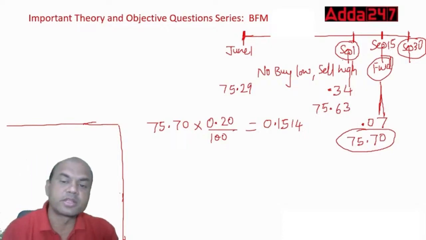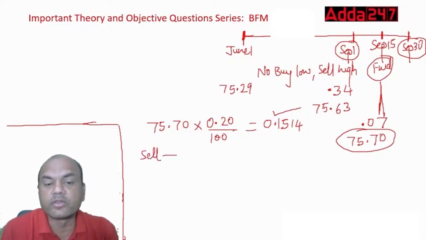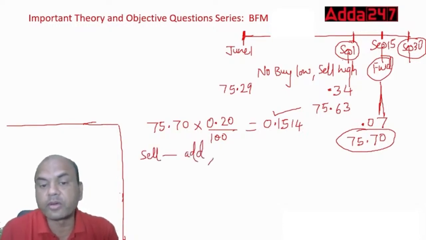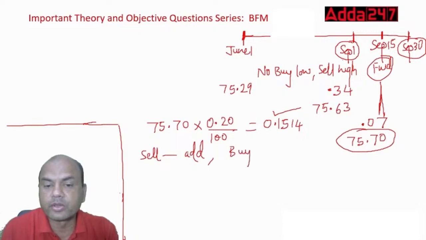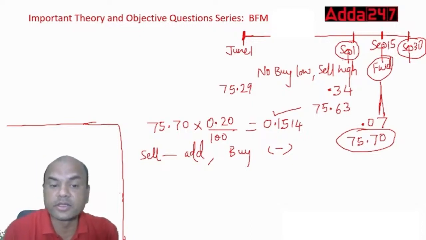Okay, let's move on. So this is my margin. So what to do with this margin? Remember, whenever you are selling, you'll always add the TT margin, and whenever you are buying, you'll always subtract the margin. So now what am I doing? I am doing the import transaction, meaning selling. So I'll add this.